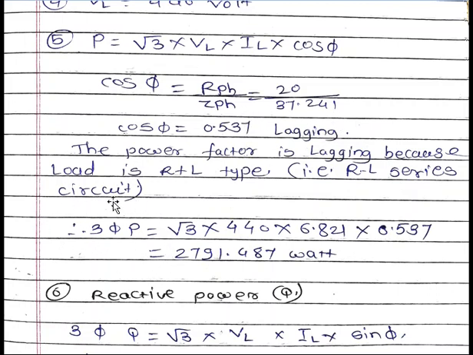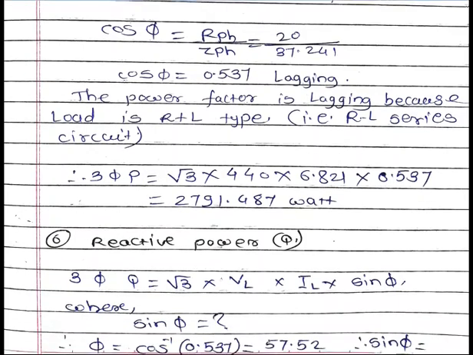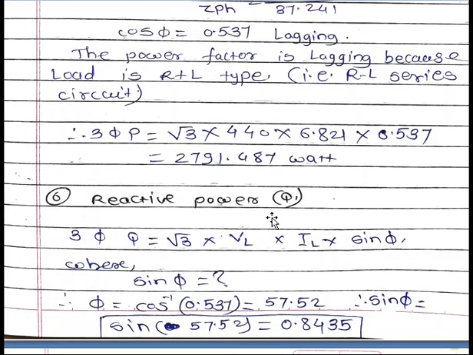Now we calculate the value of active power. 3-phase active power is equal to root 3 VL, that is VL is 440 volt, into IL, IL is equal to 6.821, into cos phi, which is equal to 0.537. So the answer of this calculation is 2791.487 watt. The 3-phase active power is equal to 2791.487 watt.